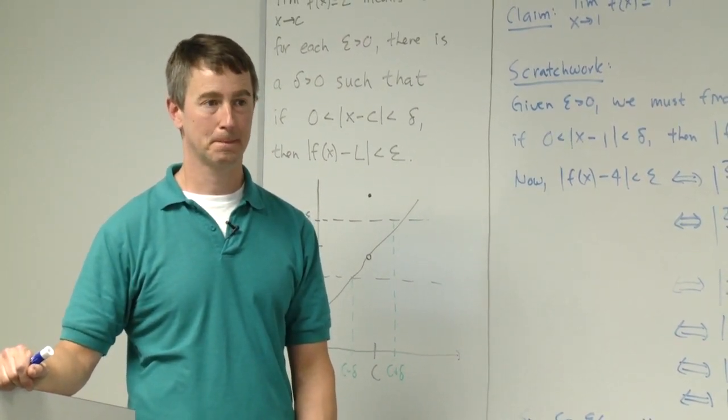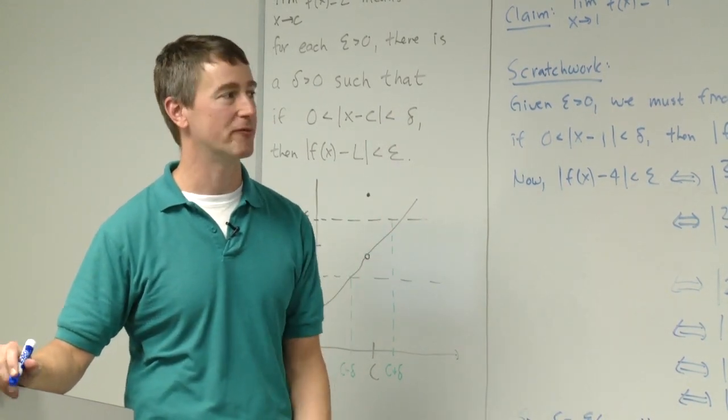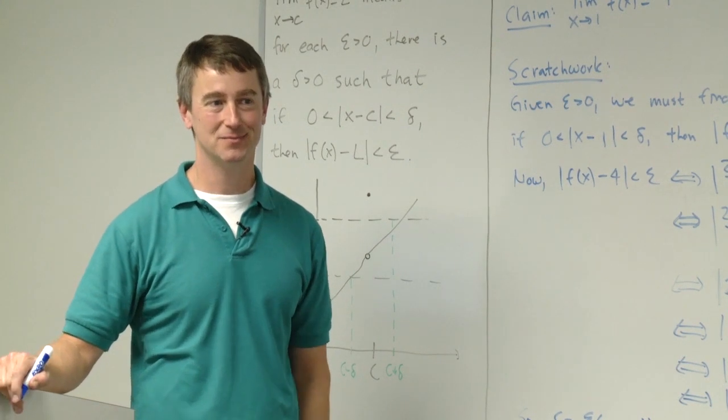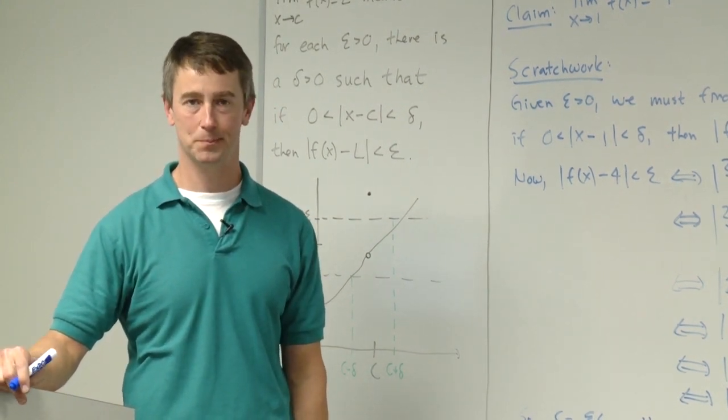Historically, this was done much later than Newton's time. Newton and Leibniz were long dead. But people before that were able to get all the right answers. You can get all the right answers without having a formal definition of the limit. No problem.